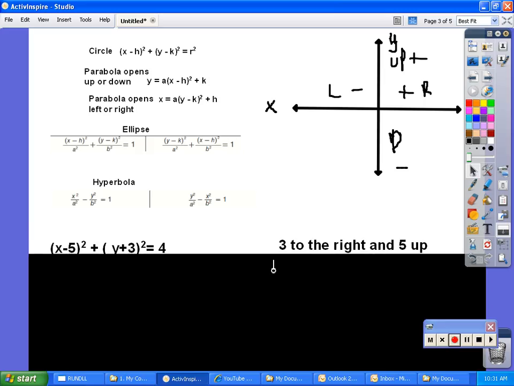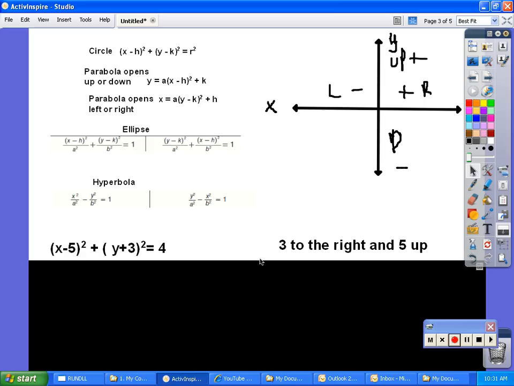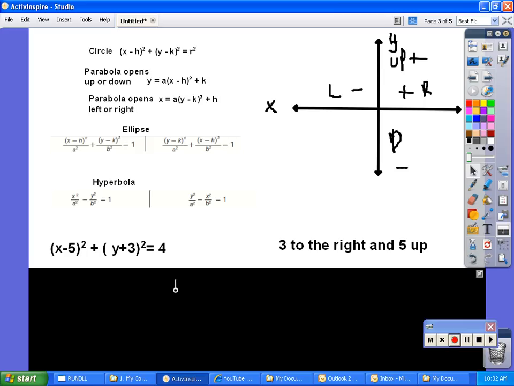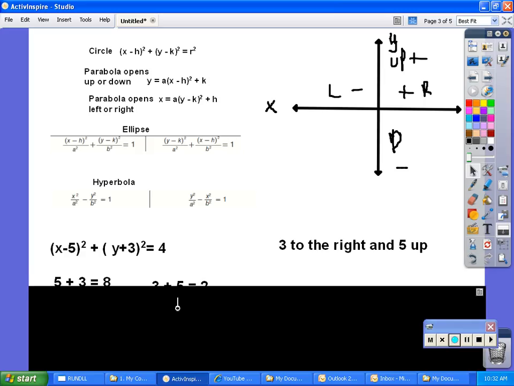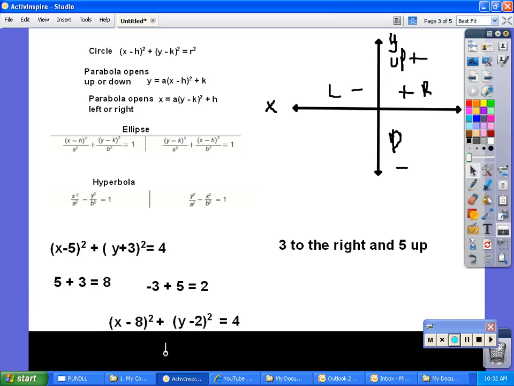So let's look at the equation here. I have x minus 5 squared plus y plus 3 squared equals 4, and they want me to move it 3 to the right and 5 up. Remember I told you about that subtraction before? The subtraction is part of the formula. It is not attached to the number in this case. So this is not a negative 5, this is actually a positive 5. To move it to the right, I'm going to add 3. So 5 plus 3 is 8, and my equation becomes x minus 8 squared.